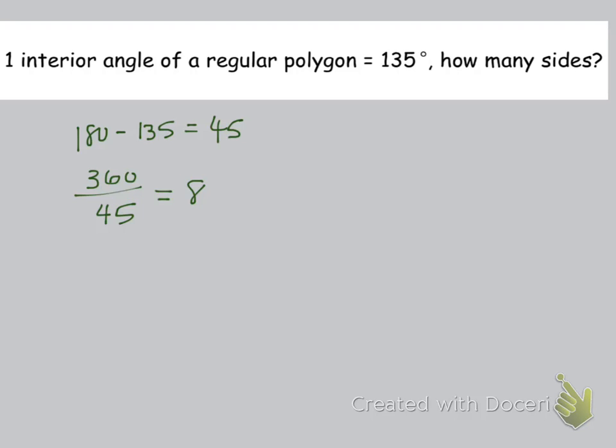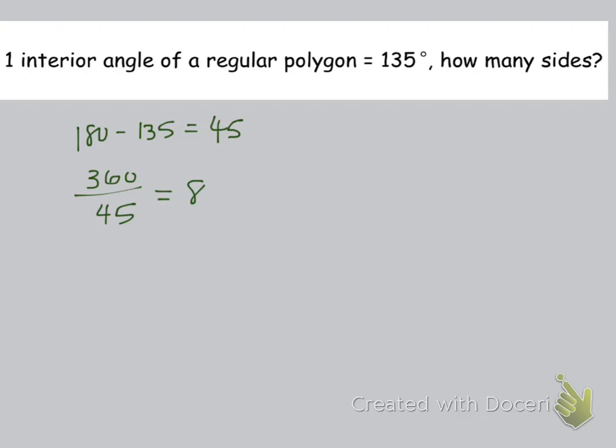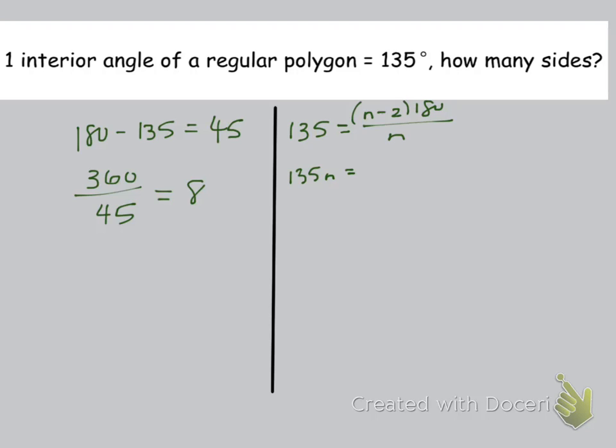So you can do it that way, or you can go back here and say, okay, let me use the formula just to prove that this works. Let's use the formula. So we could use the formula and just say, all right, based on the formula that I have memorized, I know that one interior angle is 135, and that equals n minus 2 times 180 over n. So then I know 135n is equal to 180n minus 360. See how it's always turning out the same up there on top?